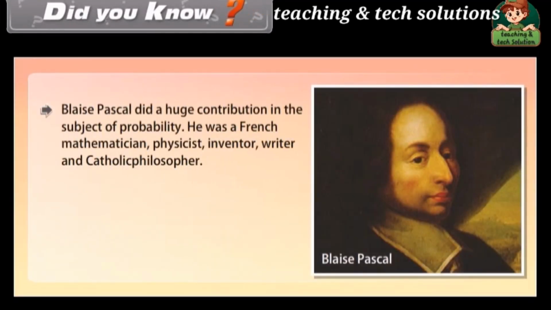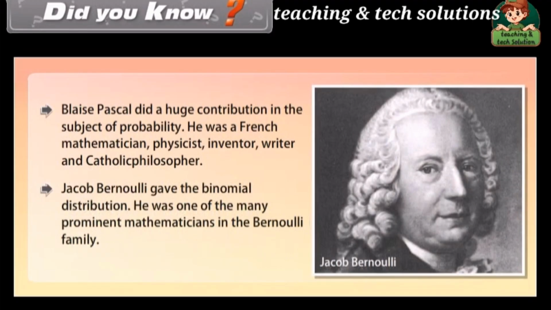Did you know? Blaise Pascal made a huge contribution in the subject of probability. He was a French mathematician, physicist, inventor, writer, and Catholic philosopher. Jacob Bernoulli gave the binomial distribution. He was one of the many prominent mathematicians in the Bernoulli family.